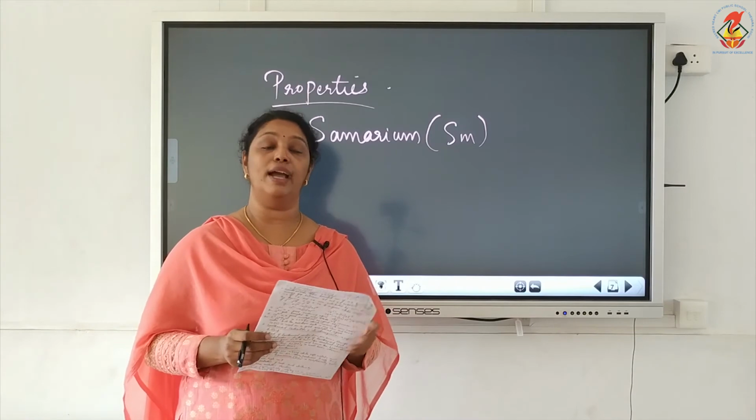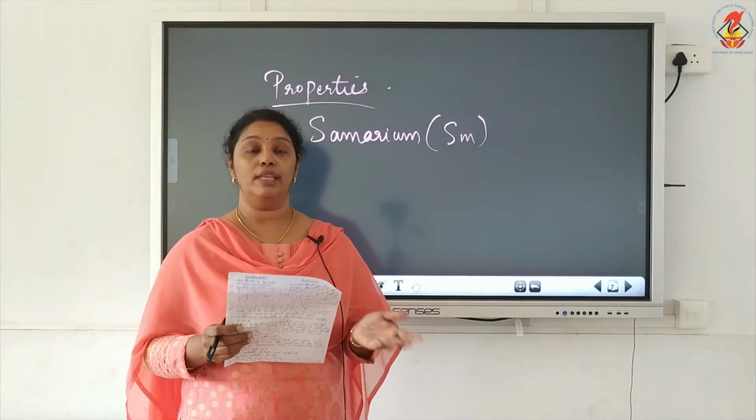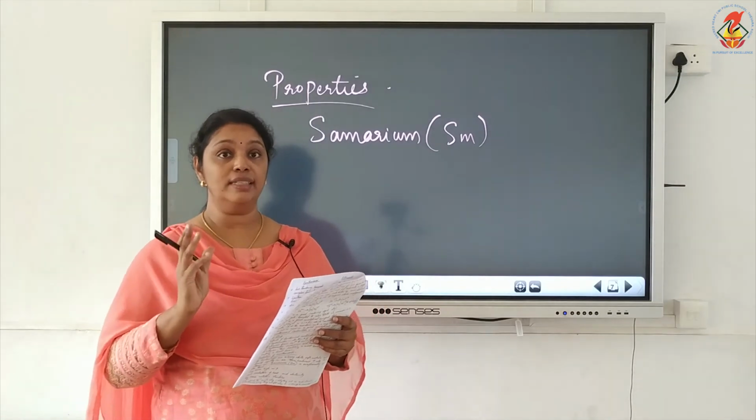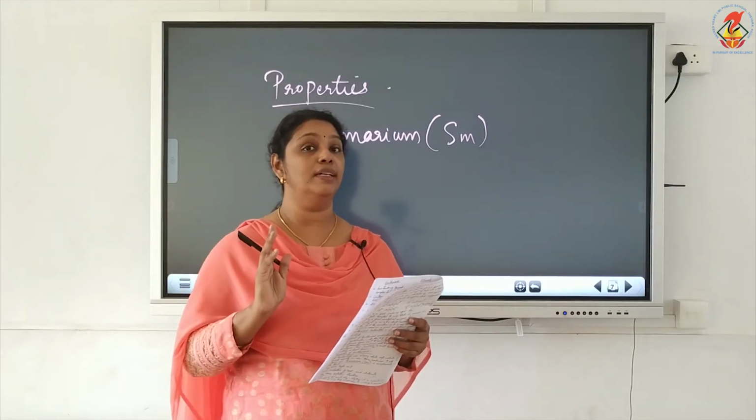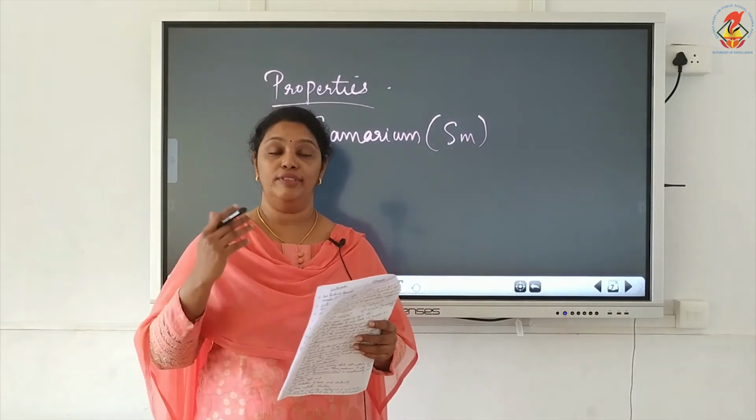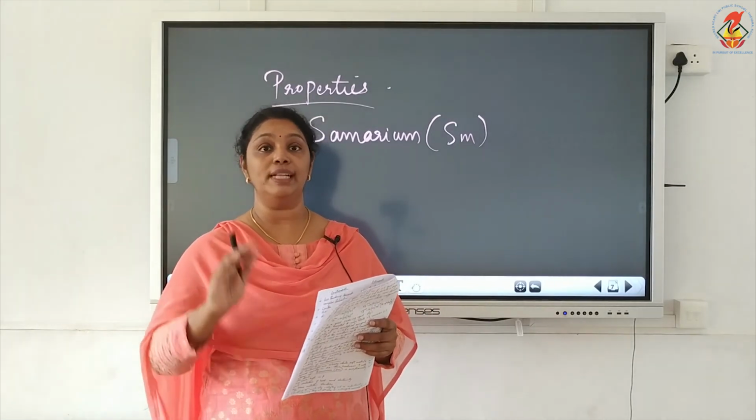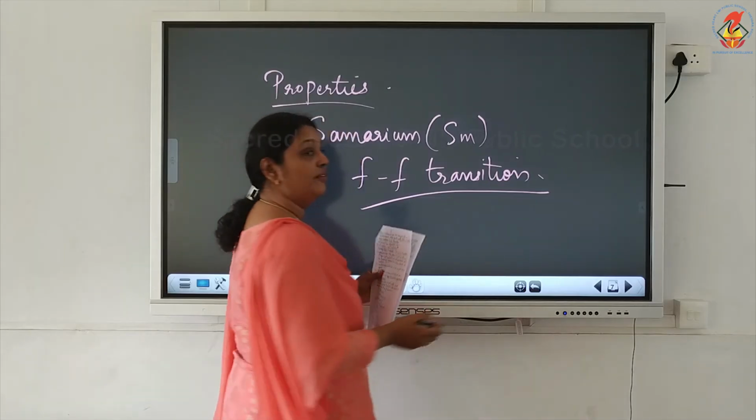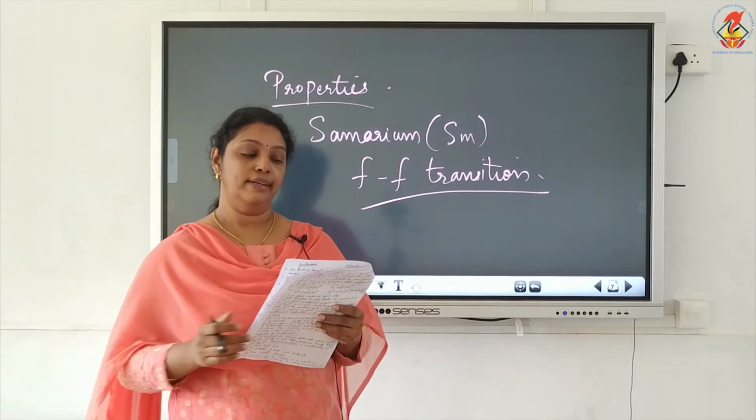Now lanthanoid ions are colored both in solid and aqueous state, and they are colored only if there are unpaired electrons in the f orbital. If there are unpaired electrons in the f orbital, then f-f transition is possible. Due to f-f transition, the lanthanoids are colored.